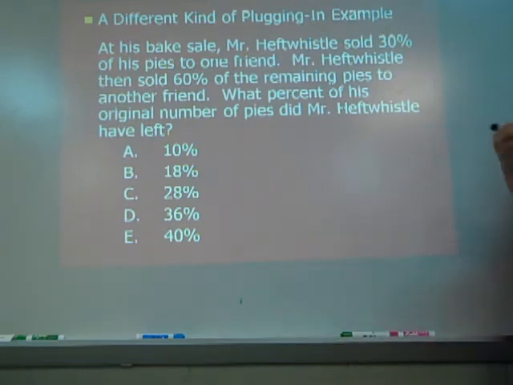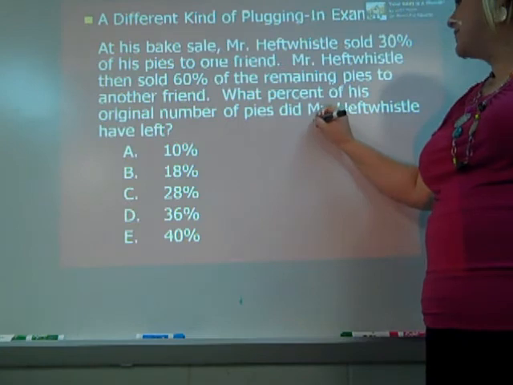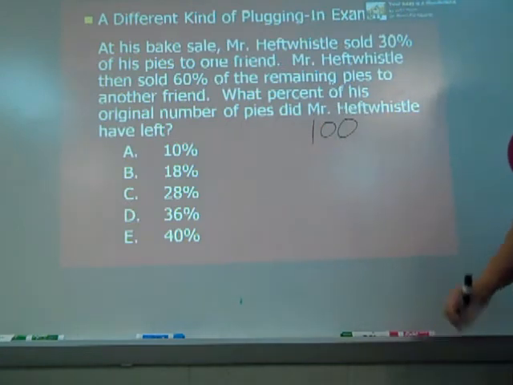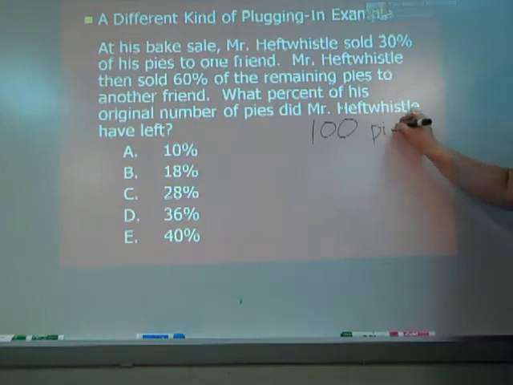So what you want to do is pick an amount that he started with. How many pies do you want to say he started with? 100. With percents, 100 is a really good number to pick, and we'll talk about good numbers to pick here in a second. All right, so let's say he starts with 100 pies.